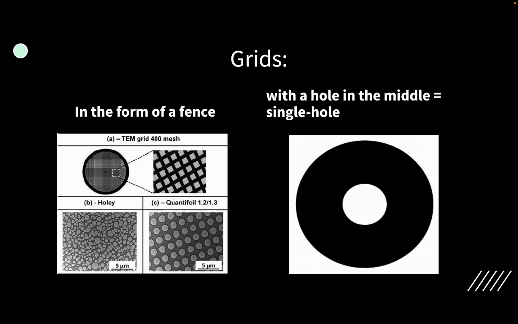For grids, we have two types of grids. It's not a big deal. One is in the form of a fence with a hole in the middle, and it's called a single hole fence grid.